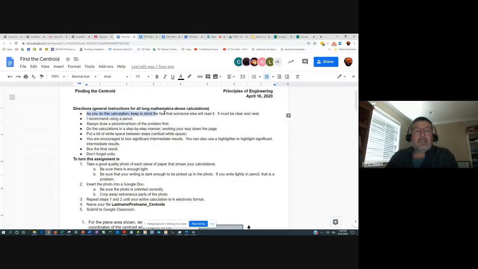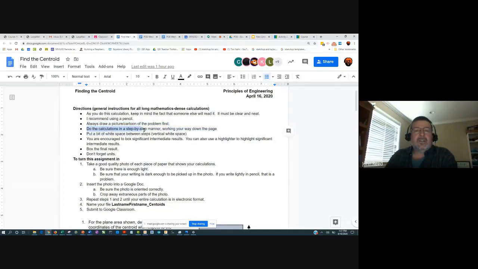As you do this calculation, keep in mind that someone will have to read it. It must be clear and neat. I recommend using a pencil. Always draw a picture or cartoon of the problem first. And for these, as we saw in those examples on my PLTW, I think they drew like 3 pictures, keeping everything nice and neat. And I'd strongly recommend that.